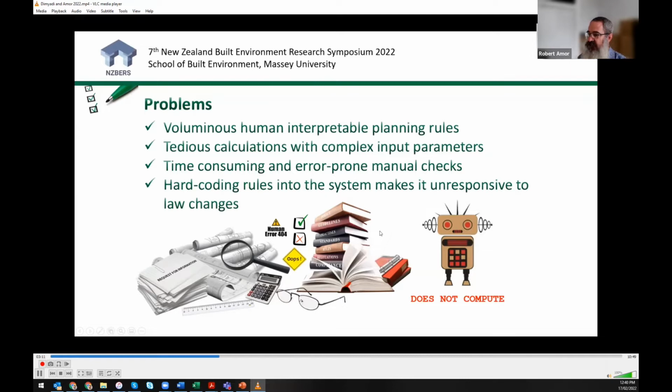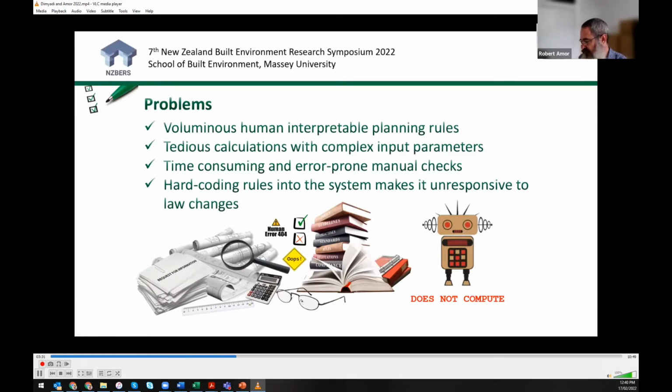But where people have looked at computerizing these systems, creating calculations in spreadsheets or in other software systems, the approach they tend to take is to hard code the rules and regulations and the calculations into their tool, so it can perform the calculation that has been hard coded.